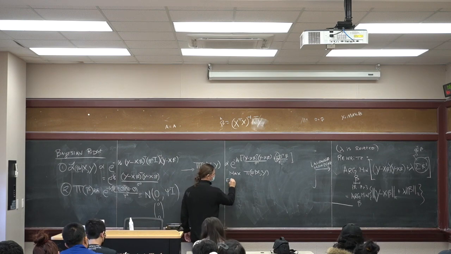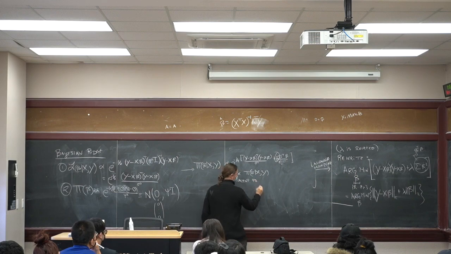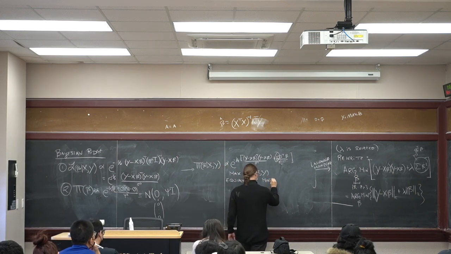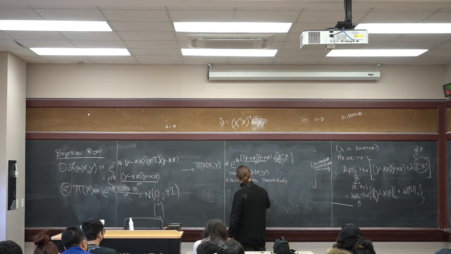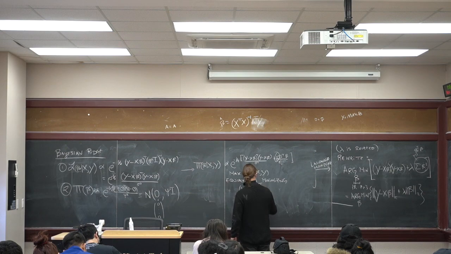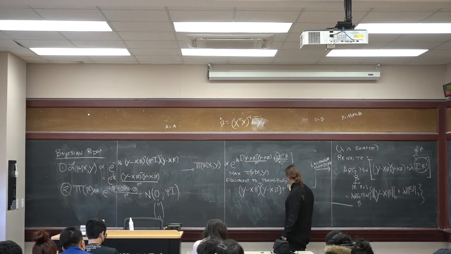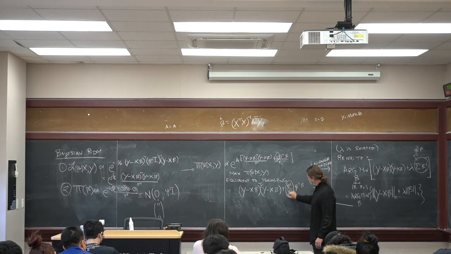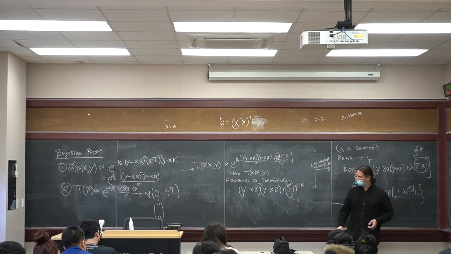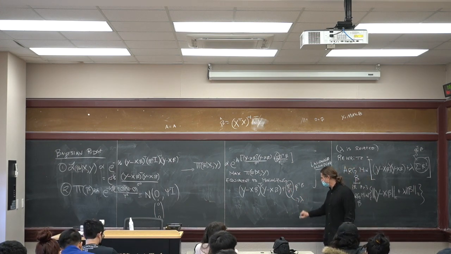is equivalent to minimizing y minus x beta transpose y minus x beta plus sigma squared over psi squared beta transpose beta. This ratio right here, and you don't know sigma squared, so I can just mess around with this and call this lambda if I wanted to.